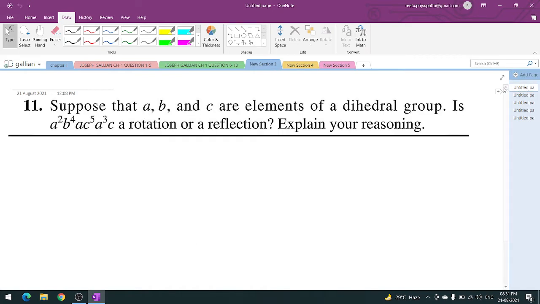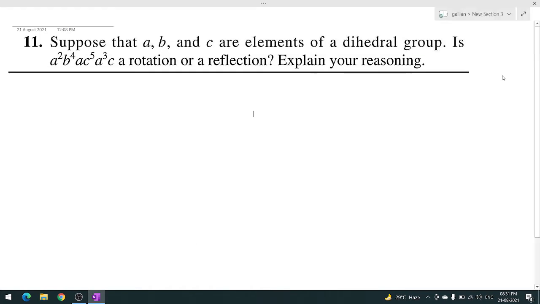So, we have already discussed the last two parts of the Joseph Gallian chapter 1 solution. Now we will be heading towards the third part of our video, in which we will be covering question number 11 to question number 15. So, let's see all the questions.